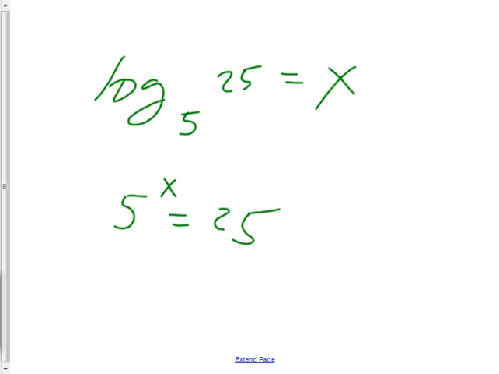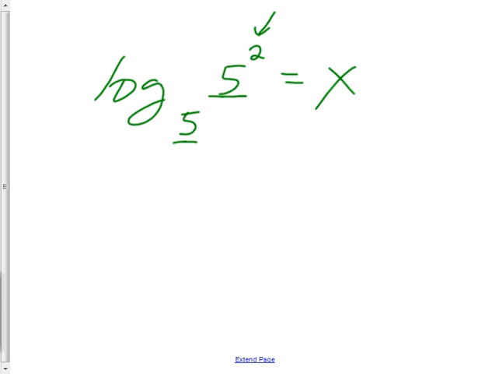Now, some of you others were getting your answer this way. 25 is 5 to the second. And then since these are the same, the answer is not 5. The answer is the exponent. It's the 2. Those are the 2 different ways you could have got that one. All right, one more like that.